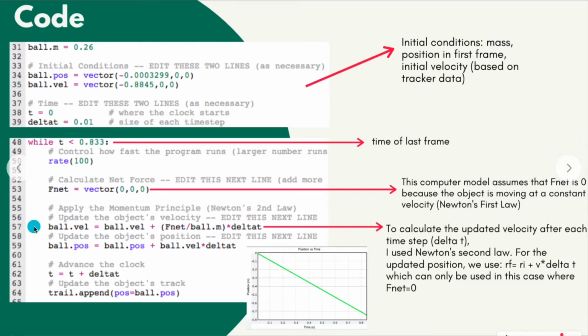Now, to calculate the updated velocity after each time step, we have to use Newton's second law. Now, to calculate the updated position of the ball, we use the formula: final position is equal to initial position plus the velocity times delta t. This formula can only be used in this case where F net is equal to 0. Here is the result of our predicted computer model.